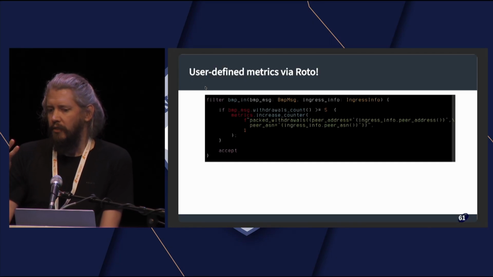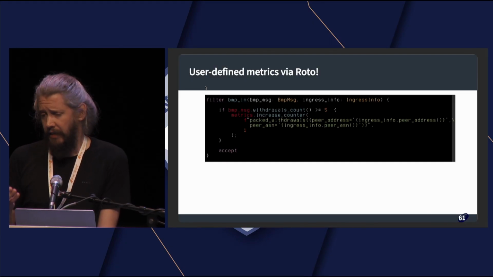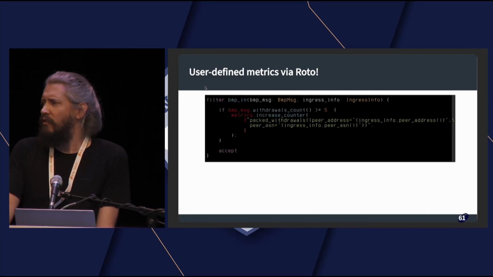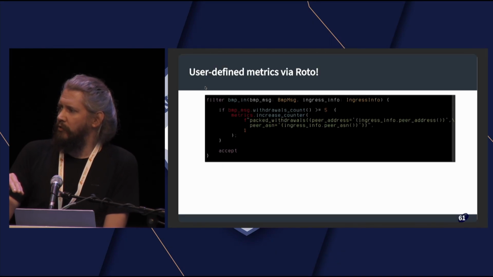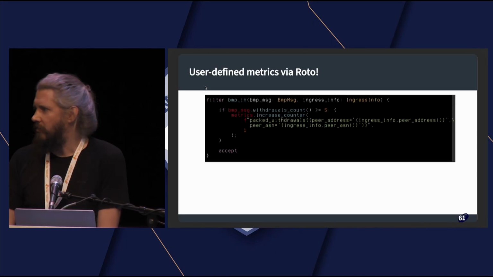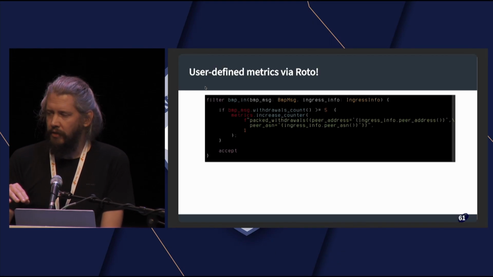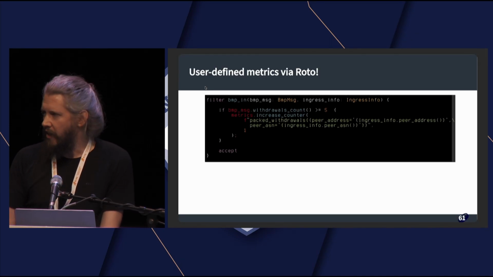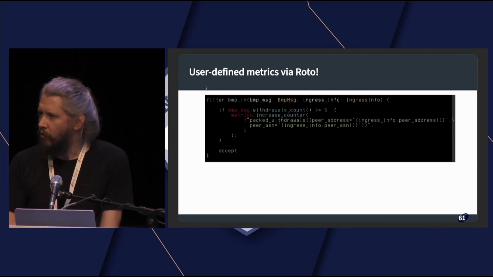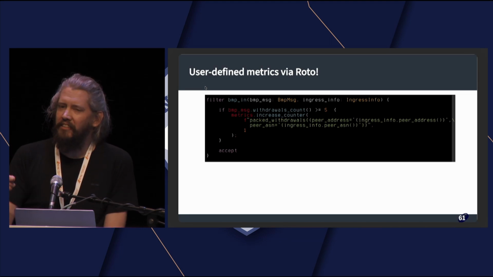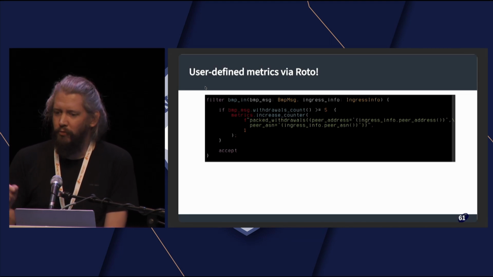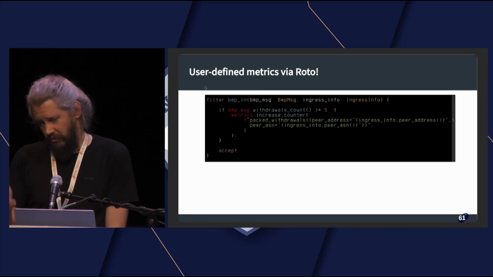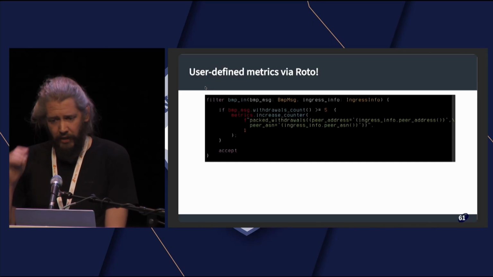So let's say, and this is actually something that an operator asked us, I don't care about a withdrawal or an announcement. That's like baseline noise. If there's messages coming in with, say, 5 or more withdrawals in one go, packed in one update, that typically means something to me. So that's what I want to see. That's simply solved for us now with 4 lines of Roto.